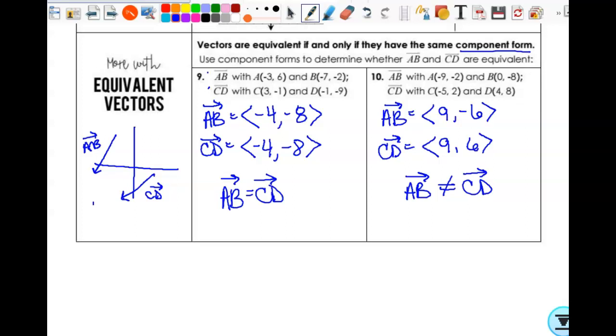So they come out different, right? Which means they are not equivalent, and that's all it's asking us for. So this is how you write that they are equivalent. That's how you write that they're not equivalent. What questions do you have?